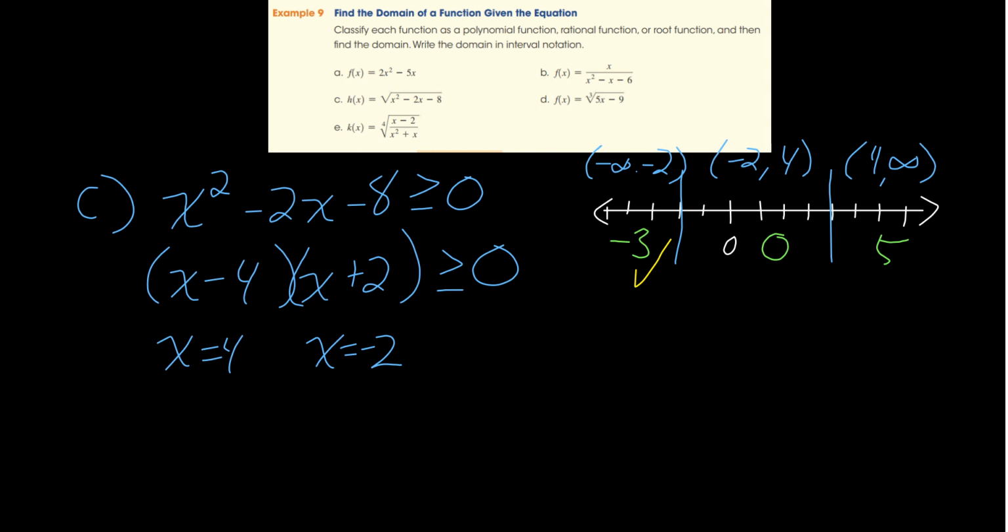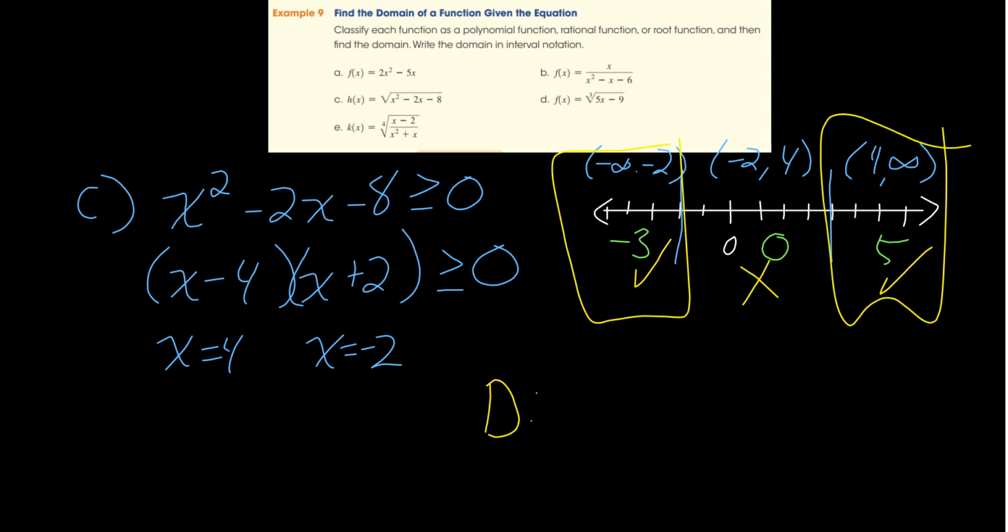All right, let's plug in a 0 now. 0 minus 4 is a negative number. 0 plus 2 is a positive number. A negative times a positive is a negative, and a negative number is not greater than or equal to 0, so this interval does not work. Then 5 minus 4 is positive, and 5 plus 2 is positive. Positive times positive is positive, and a positive number is greater than or equal to 0, therefore this interval works. So the domain of this problem is these two intervals, the ones with the check marks.